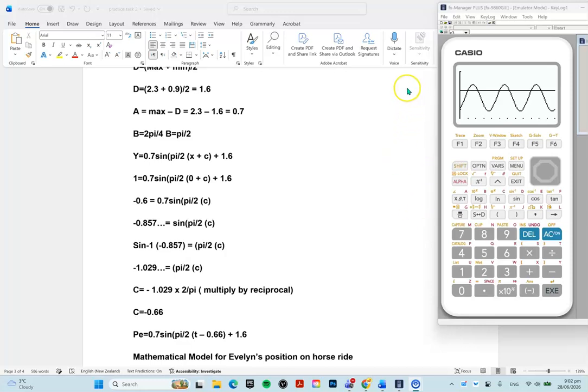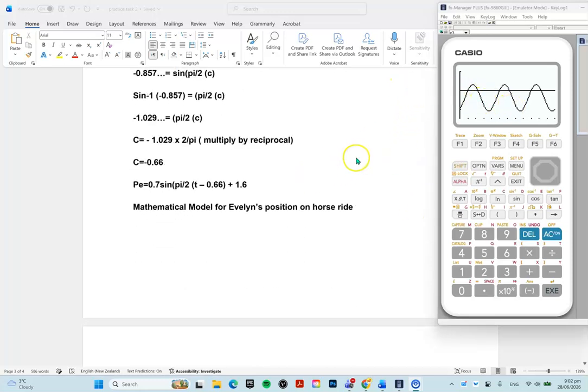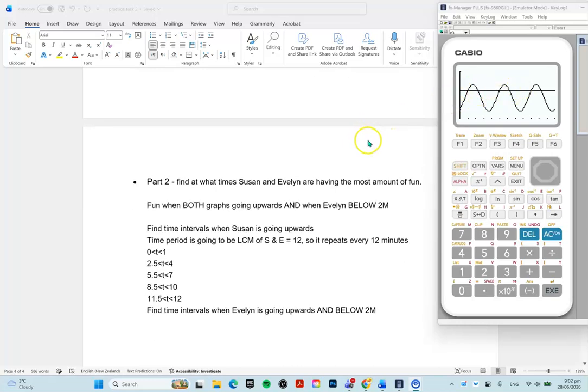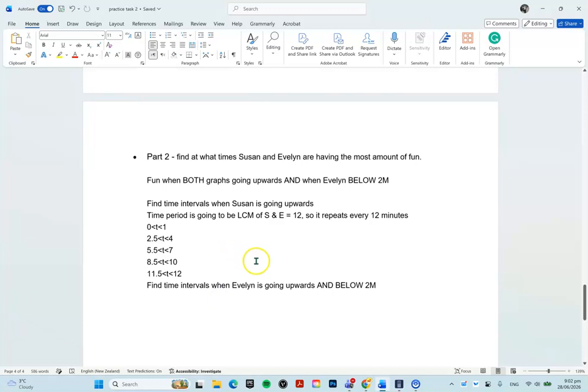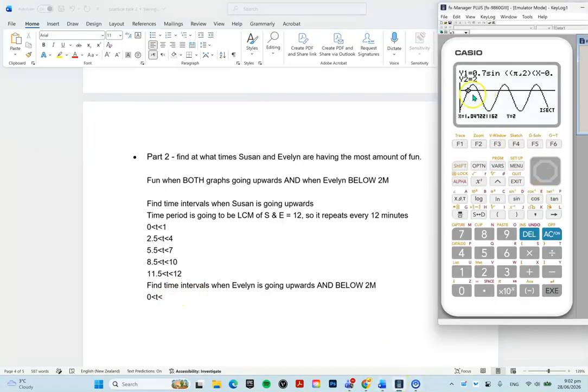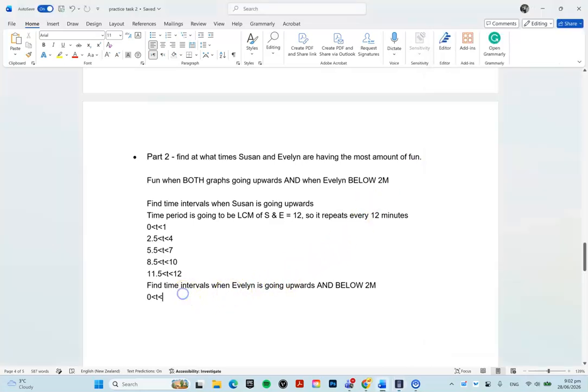Right, so I've popped Evelyn's graph into the calculator with that 2 meter line. So we need to find all the regions, basically from here to here, and then here to here, and then here to here, where it's going upwards and remains below this line. So we go G-solve, and now we can actually use the intersect because they've given us a line. So if I just copy this time range, it needs to be less than 1.04, so we'll round that to 1.05.